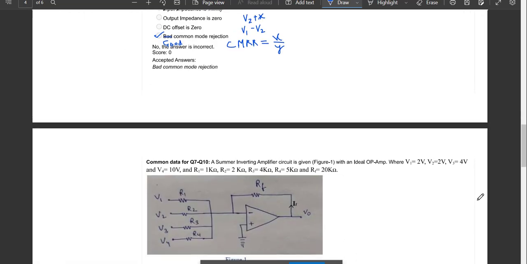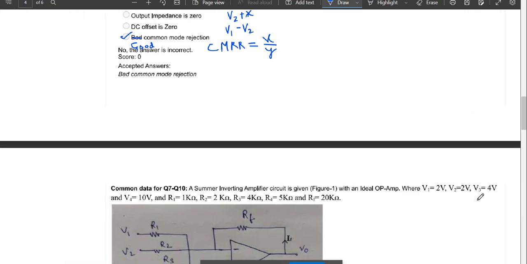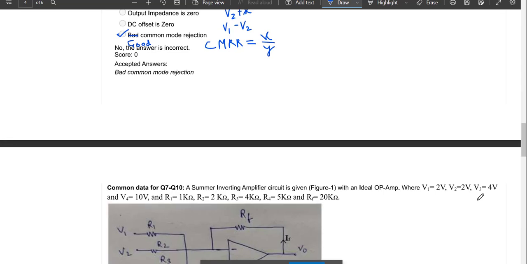Ma'am, why is output impedance zero at the output? Is that what you are asking?